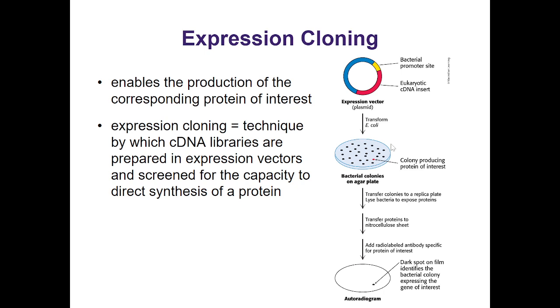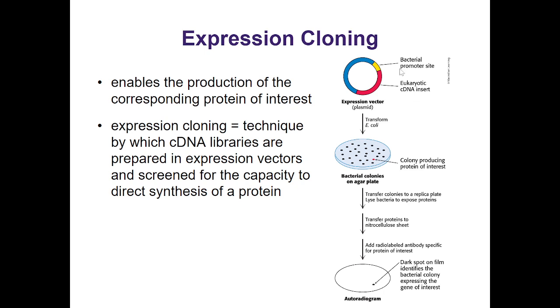Okay, so expression cloning. This is going to enable the production of the corresponding protein of interest. The expression cloning is going to be a technique by which the cDNA libraries are prepared in expression vectors and screened for the capacity to direct synthesis of a protein. So right here we actually see the graphic representation of this, which I think is clearer, but you need definitions. Okay? So you got your definitions now.